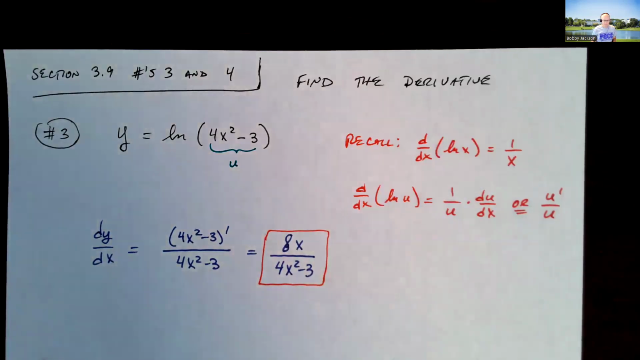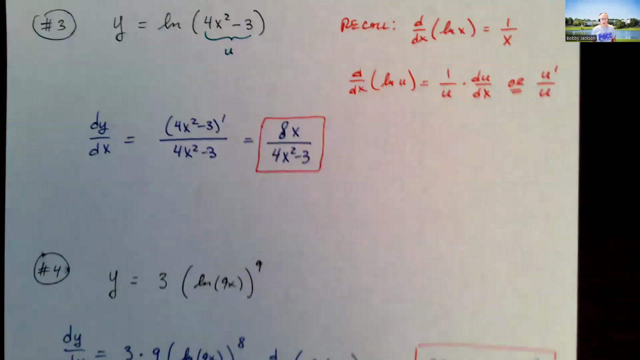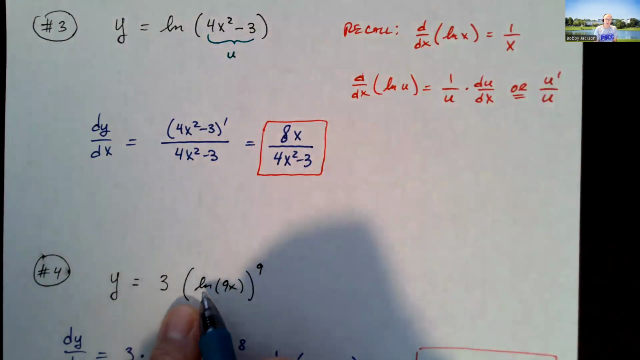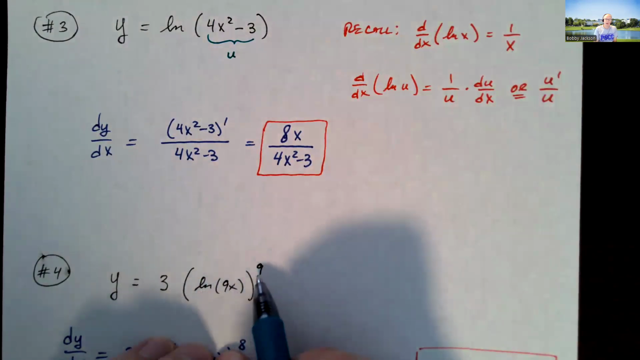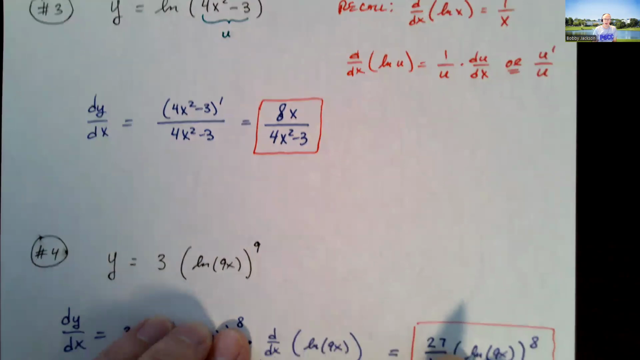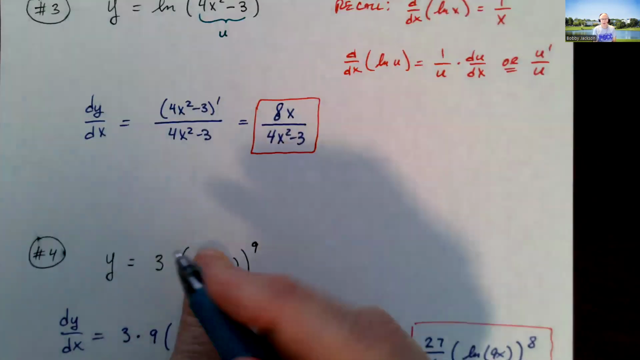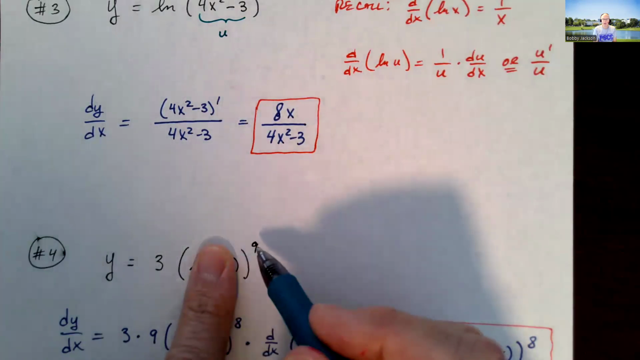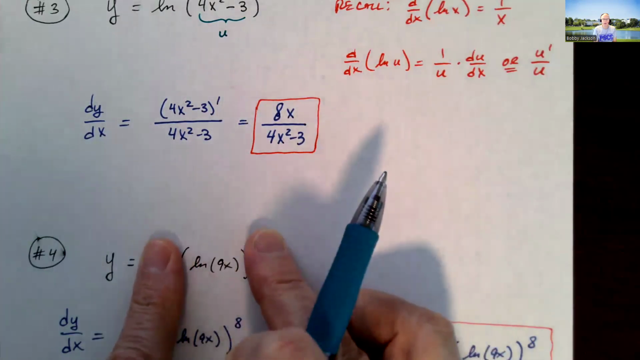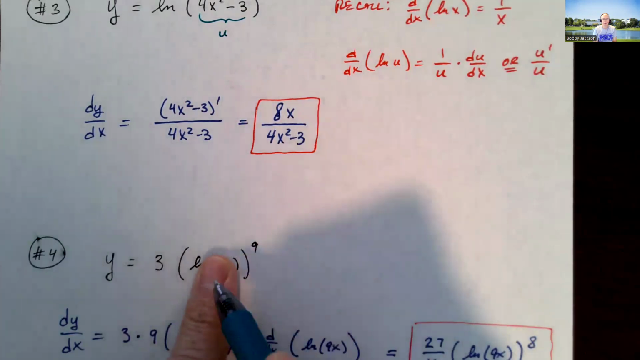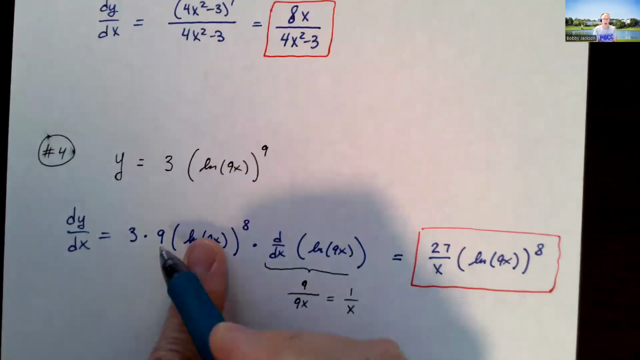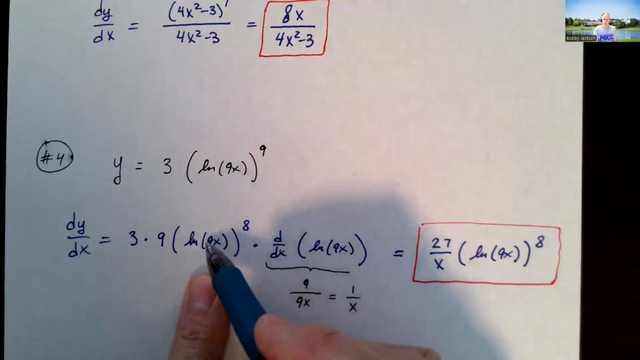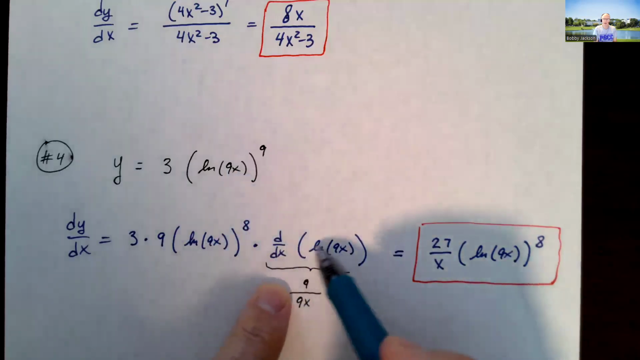Number 4 again involves a log function, but this time we've got 3 times the quantity natural log of 9x to the 9th power. So I've got a chain rule here, got 3 as a constant multiple pulled out. Here I've got the outer function u to the 9th, and the inner function will be the natural log of 9x. So what's the derivative of u to the 9th? Well, that's 9u to the 8th, where u is the inner function here, but then times that inner function's derivative.